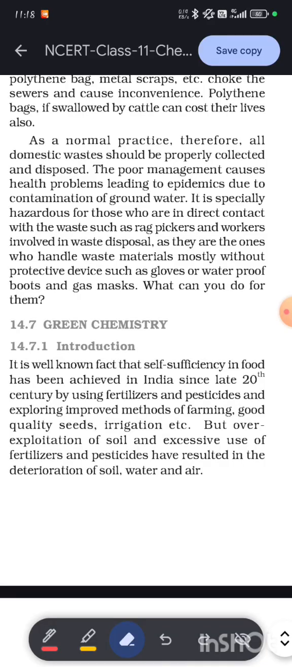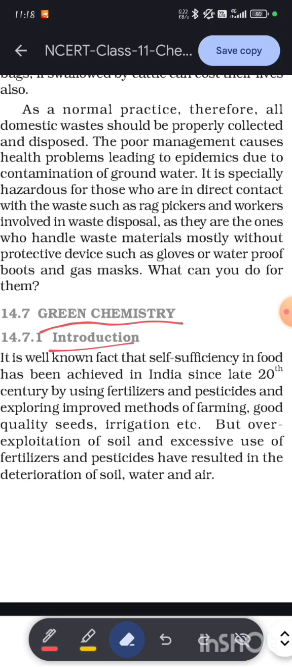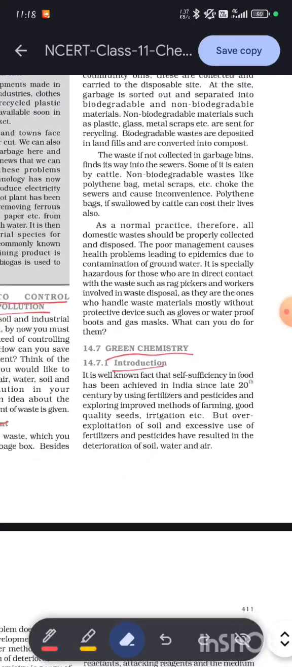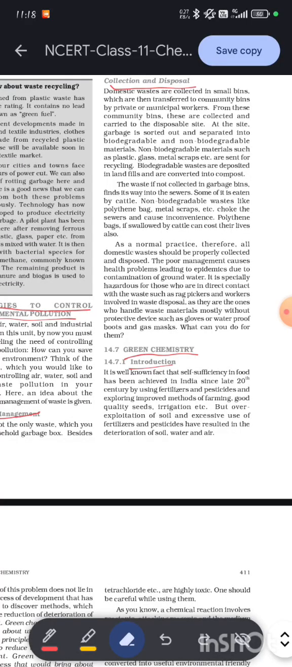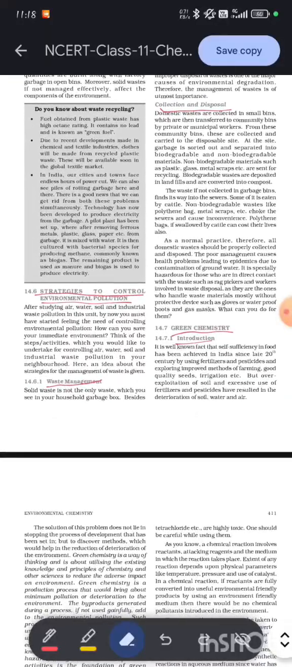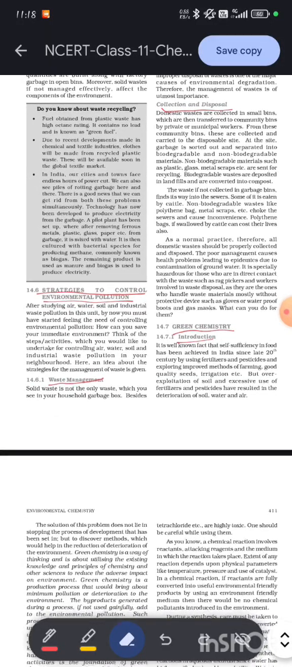The next topic is green chemistry. The introduction to green chemistry: it is a well known fact that self-sufficiency in food has been achieved in India since the late 20th century by using fertilizers, pesticides, and exploring improved methods of farming, good quality seeds, irrigation, etc. But over-exploitation of soil and excessive use of fertilizers and pesticides have resulted in the deterioration of soil, water, and air.